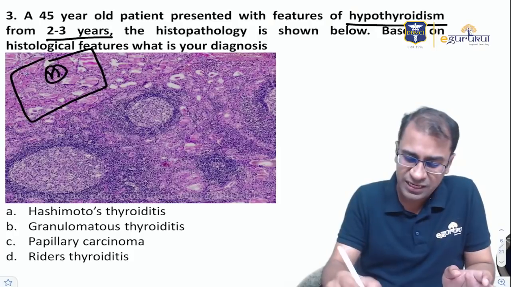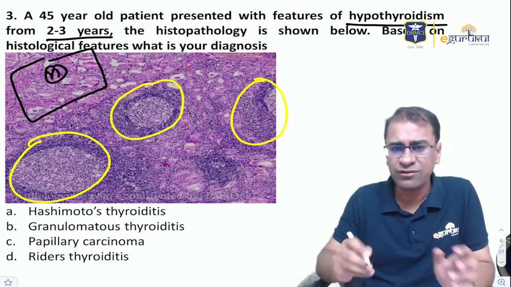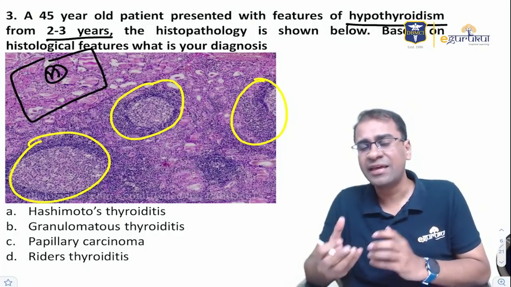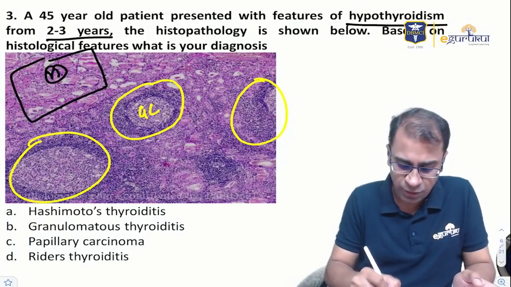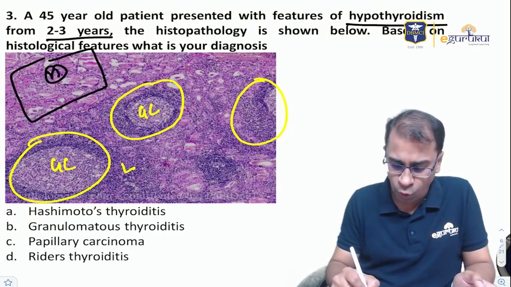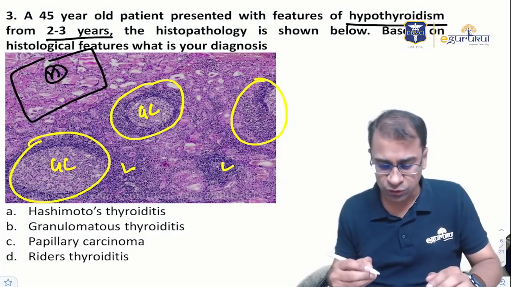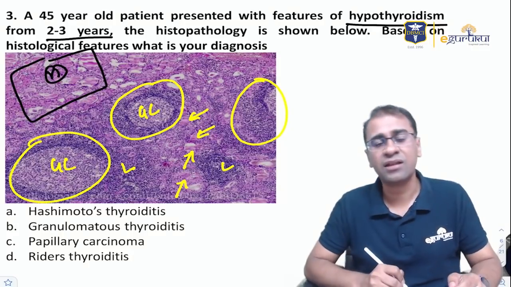But what you see in the other areas, like in this area, or this area, if you notice, they do not look like thyroid gland at all. What they look like is actually a lymph node. So you see a germinal center, and these are all lymphocytes, right? And what you also see here are these pink areas. These pink areas are actually the Hurthle cell change.